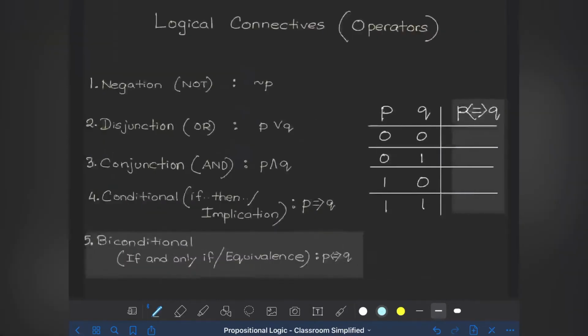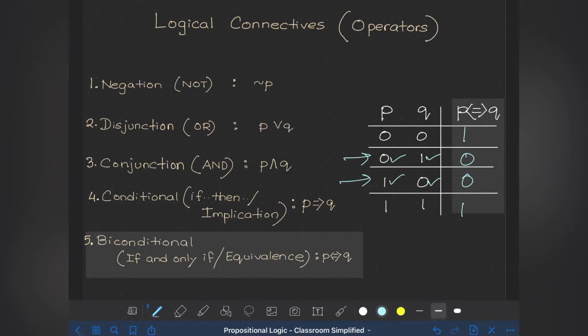Coming to this biconditional, it basically results in false when one of its component propositions is true and the other is false. We can see that one component is true but the other is false in the second and third rows. We can see that P is false but Q is true, and similarly the third row has P as true but Q as false. So we can say that these two rows are false, but the others we can term as true.